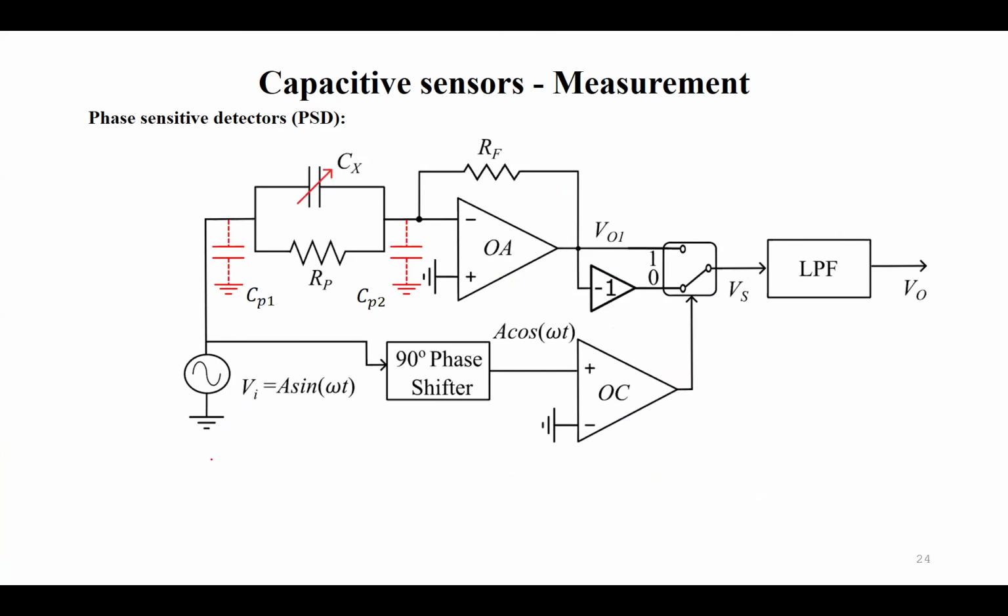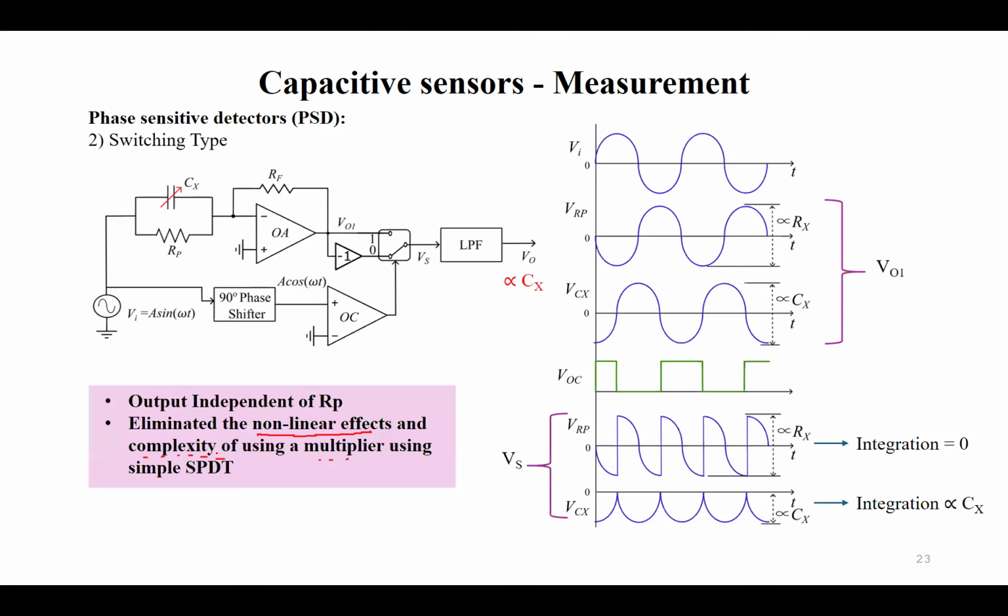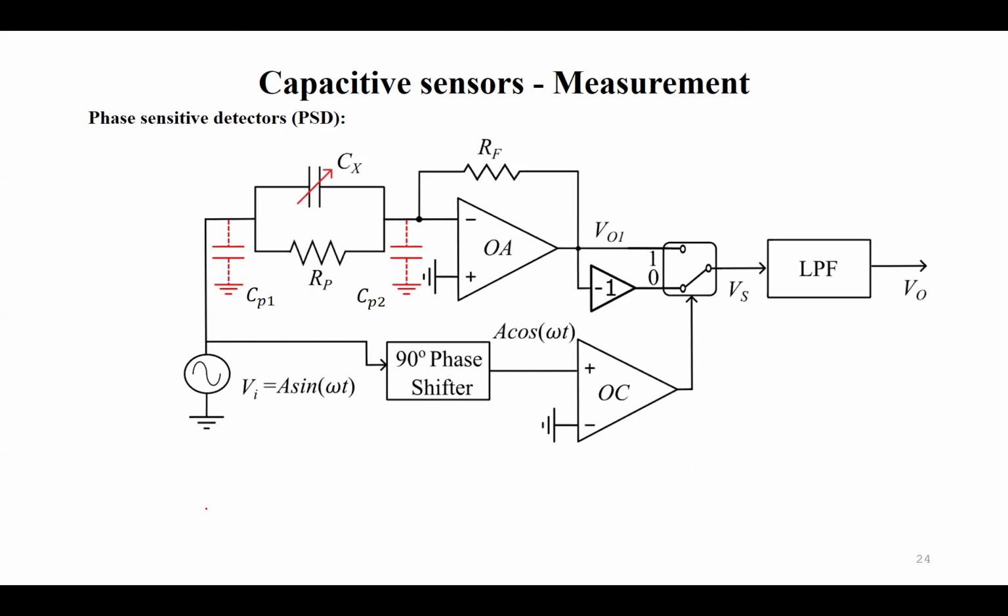So that's what about making the output independent of the RP, right? Even if the resistance goes well below a value of 10K or 100K, we can easily measure the output independent of RP, right? Now, the other challenge that we discussed was the effect of parasitic capacitance.